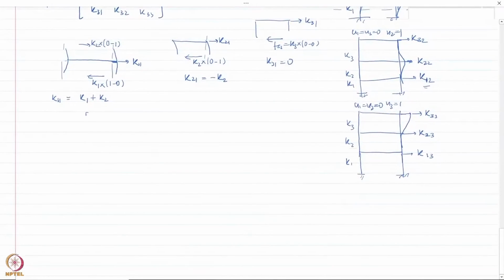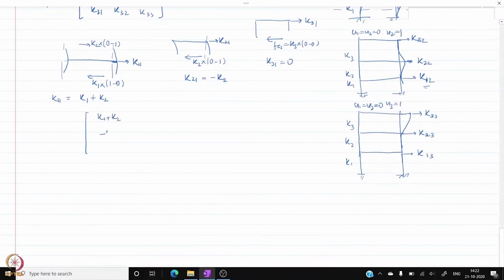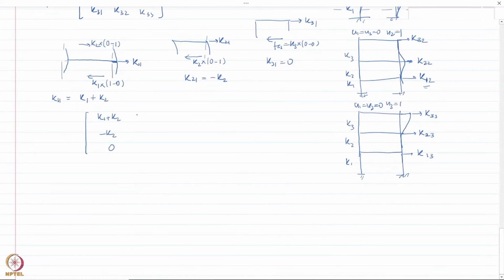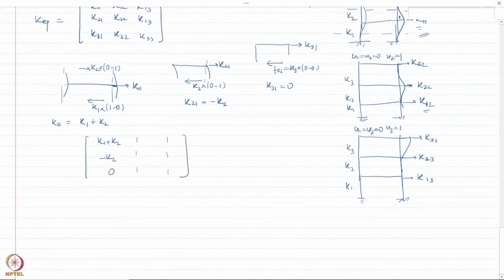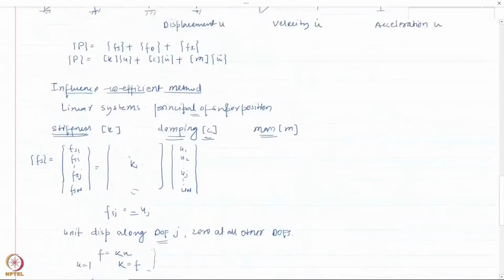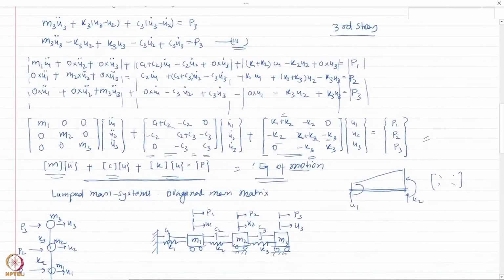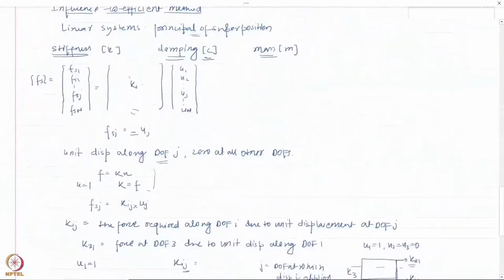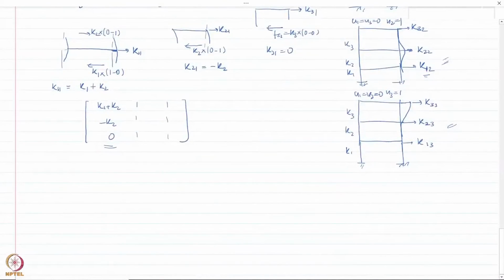So let us look at it. K11 is K1 plus K2, K21 is minus K2, K31 is 0. And then I still need to find these two columns, which I can do by repeating the same procedure that I've just described. Now, if you compare the first column to the equation that we have derived here, look at this: K1 plus K2, minus K2, and 0. So we got exactly the same column.